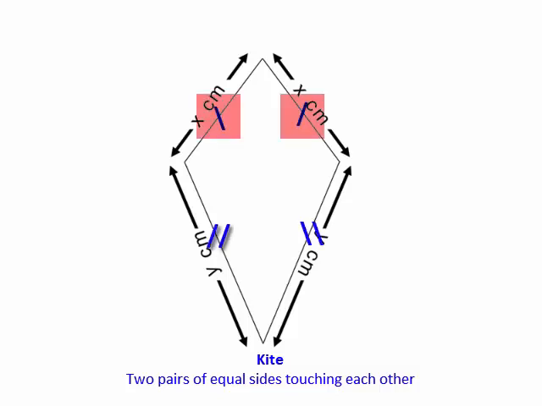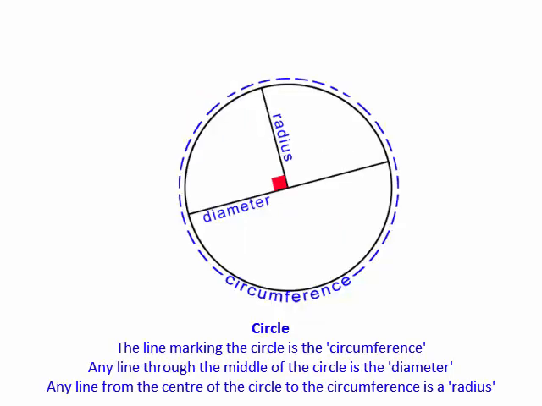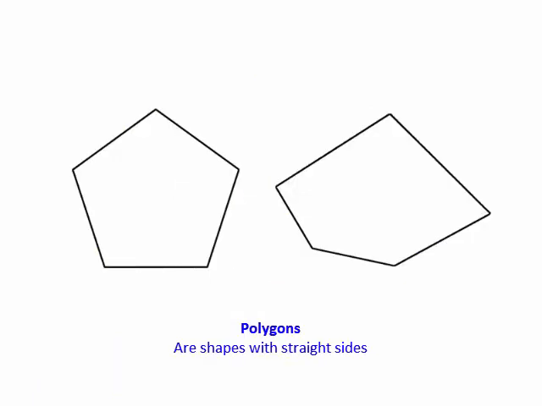In this example, the sides with one mark are of equal length and the sides with two marks are of equal length. This shape is a circle. The distance all the way round the circle is known as the circumference. Any line drawn between two points on the circumference through the middle of the circle is known as the diameter of the circle. And any line drawn from the center of the circle to the circumference is known as a radius. And the length of the radius is always half the length of the diameter.